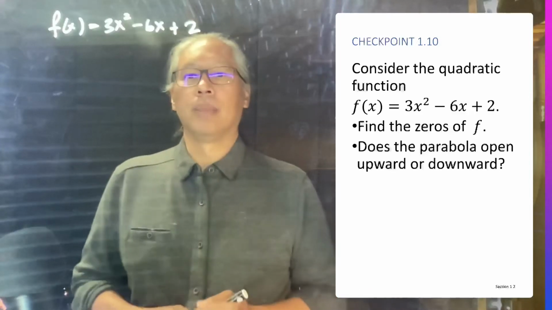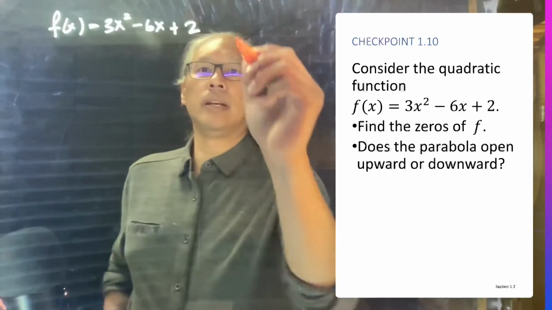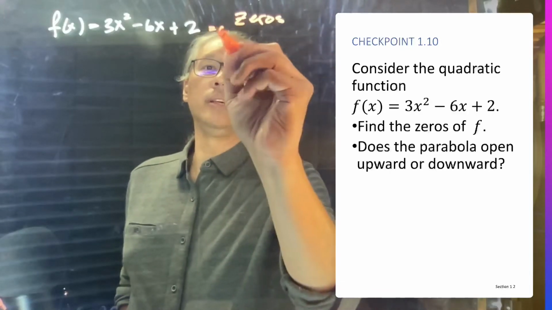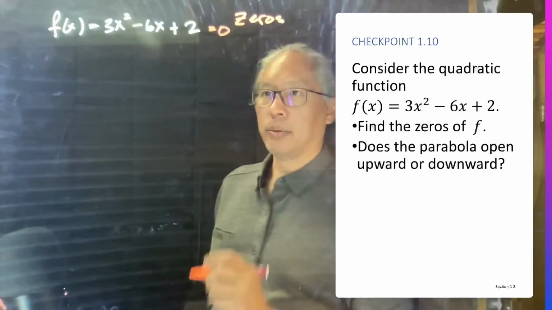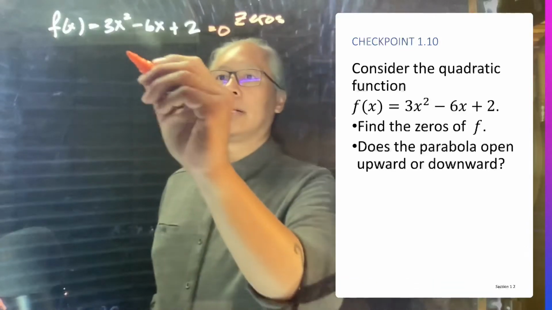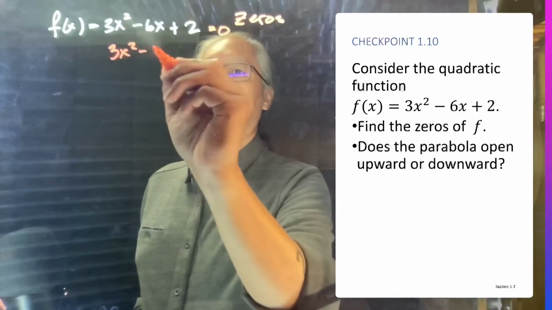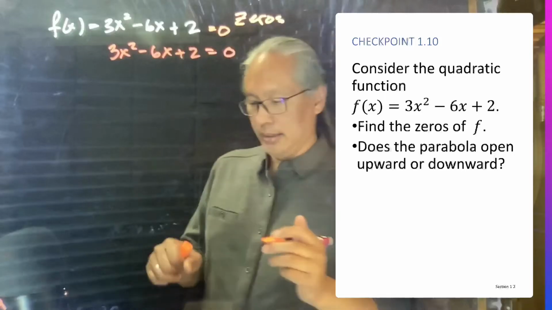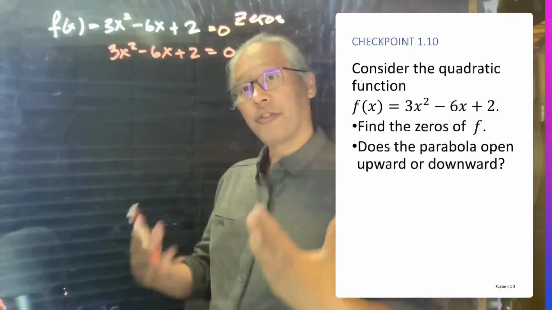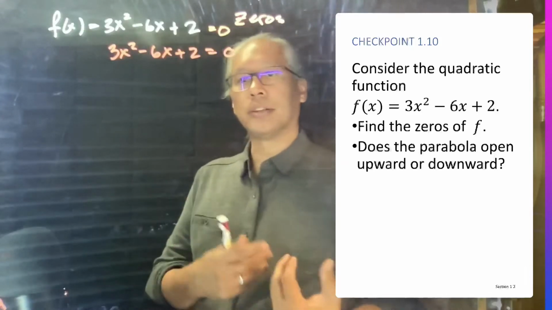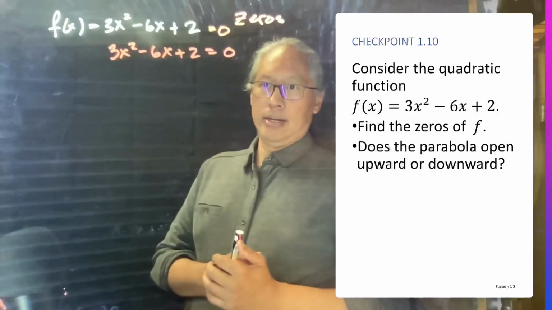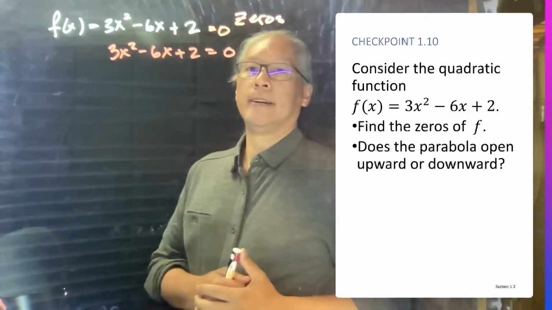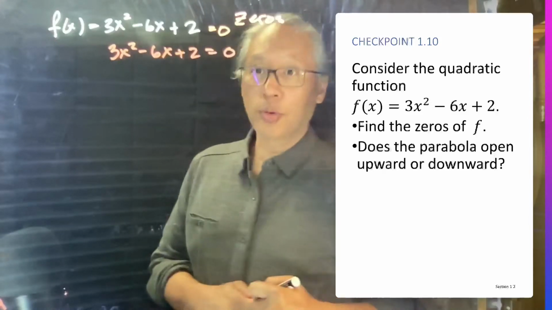up or down. All right, let's find the zeros, and to find the zeros, you essentially set it equal to 0. And when we set it equal to 0, we will have 3x squared minus 6x plus 2 equal to 0. Now the ideal is that if we can factor it, we can set each of the factors equal to 0. Unfortunately, I don't think this is factorable. So we will go ahead and use the quadratic formula.